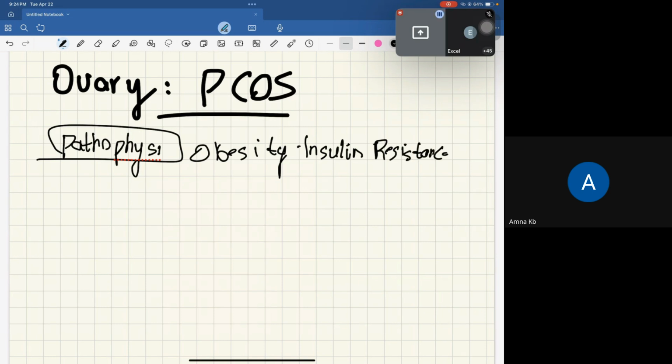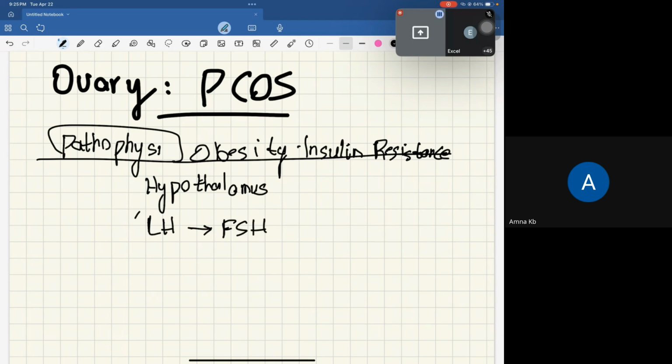So whenever, due to obesity, insulin resistance occurs, it alters the hypothalamus. And when the hypothalamic response is altered, LH rises as compared to FSH. They ask this question in an exam a lot: if a patient is diagnosed with polycystic ovarian syndrome, or has oligomenorrhea, amenorrhea, infertility, hair on her chin, and she's obese, what will be the characteristic biochemical abnormalities present in this patient?